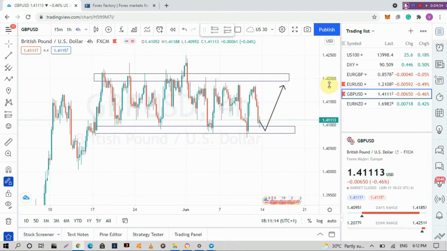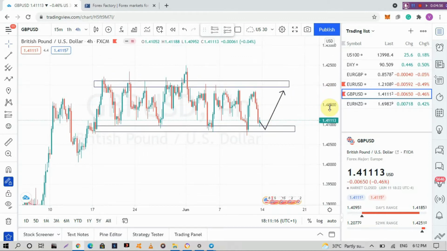Remember, this is just an analysis, and it's not an investment option. It's not an investment opportunity I'm calling out. It's just my own analysis for the coming week. So GBPUSD, I'm favoring a little buy to the upside.